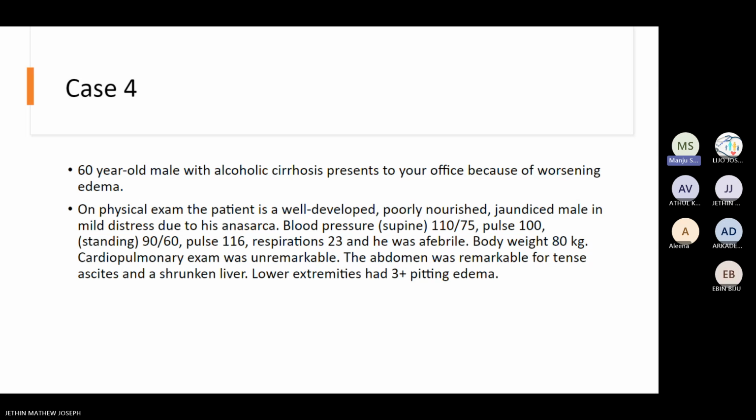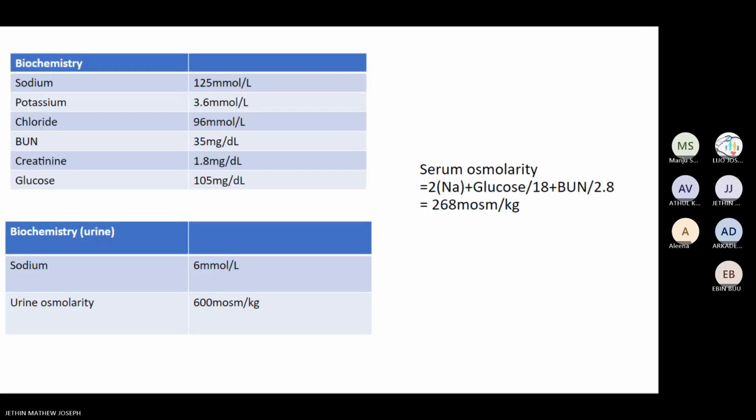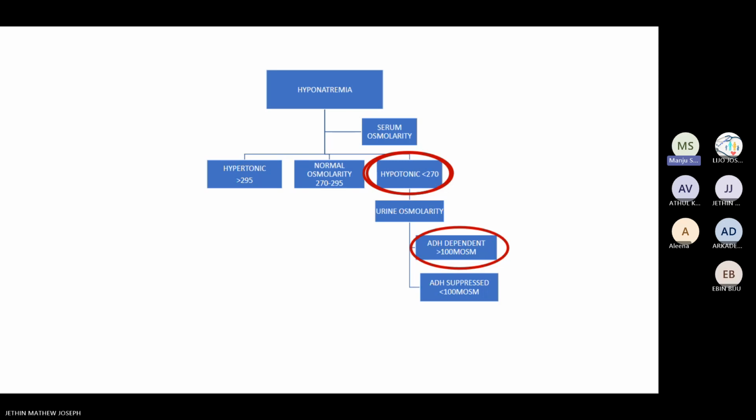His lab investigations are given, and he's noted to have hyponatremia, again, sodium of 125. The rest of the electrolytes appear normal. His creatinine is mildly elevated. So here you've been given his urine sodium, which is low, and the urine osmolarity, which is high. Just like before, the serum osmolarity is not given, but you can calculate it, and he falls under the category of hypotonic with ADH dependent.